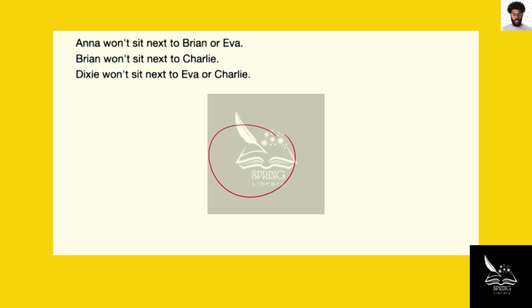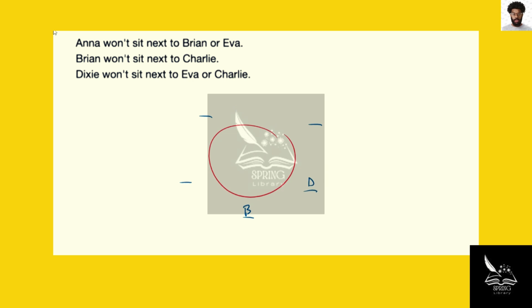So let's picture our table. 5 seats around the table. So all we know for sure to start out is Dixie is sitting to the right of Brian. So let's say Brian is sitting here. And we have Dixie here.